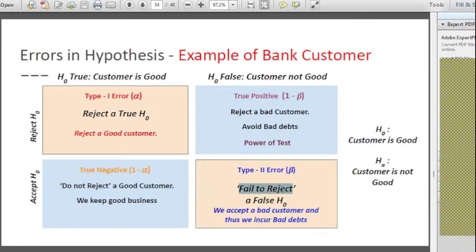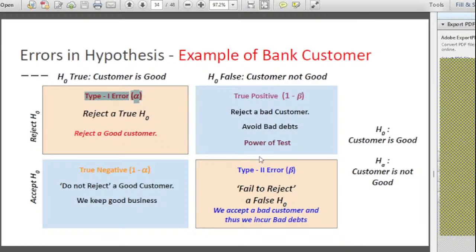Failed to reject a false null. The bank said, okay, the customer is good, but he was not good. The second type of error. Is this clear? In terms of the bank, the two types of errors. Is this clear to all of you?